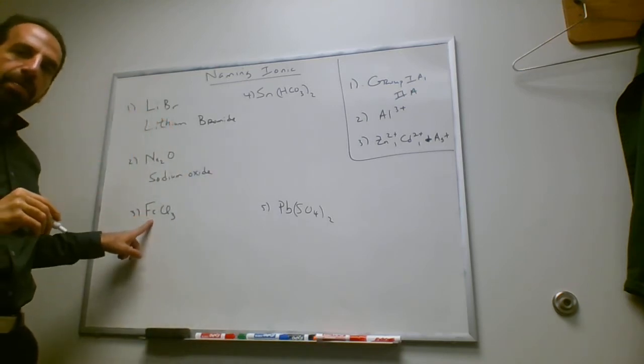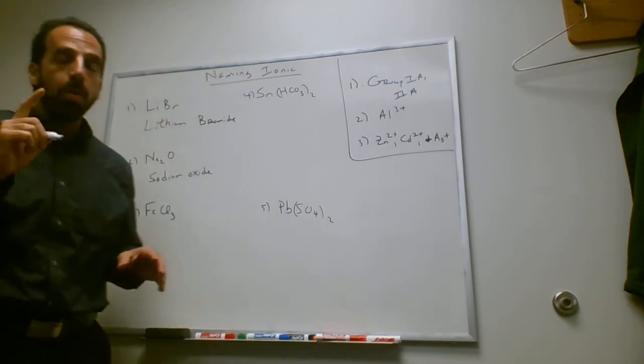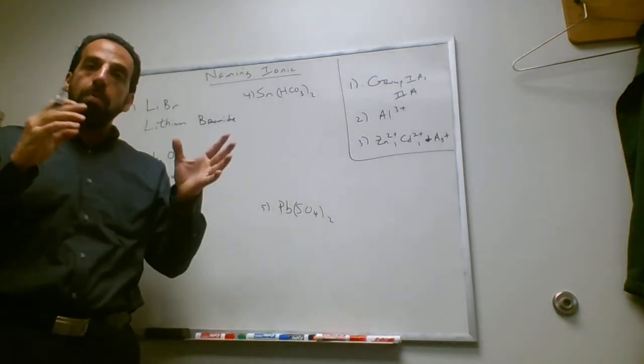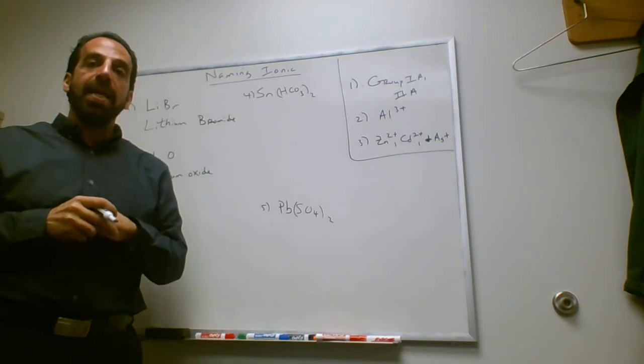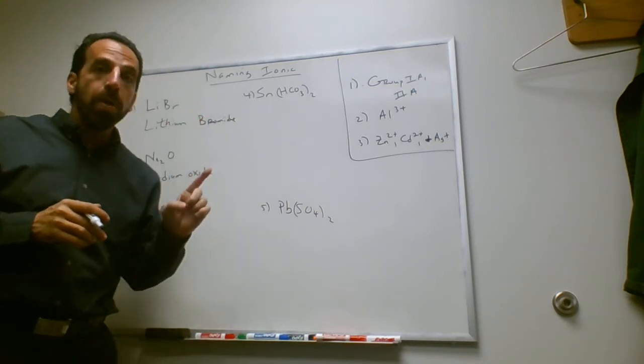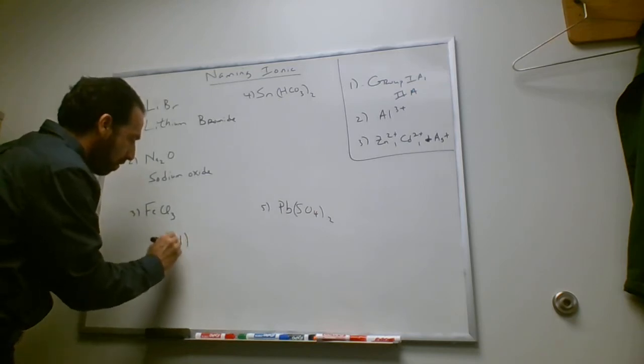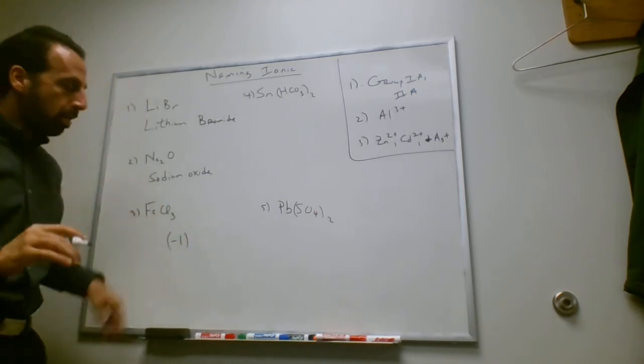This one right here, Fe, this is iron. So iron can have more than one type of cation. So it's not on the list. So we have to do a little bit more work. We have to indicate what type of cation it has. The way we're going to do it is from the chloride. So chloride is -1. It's a halogen. It forms -1. There's 3 of them.